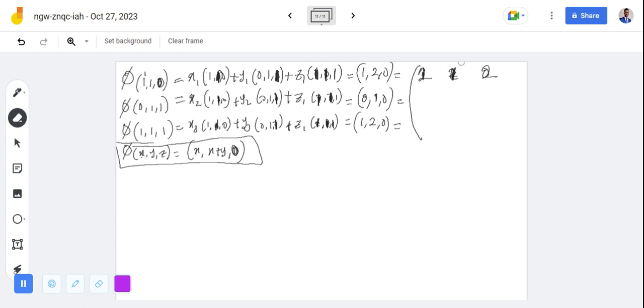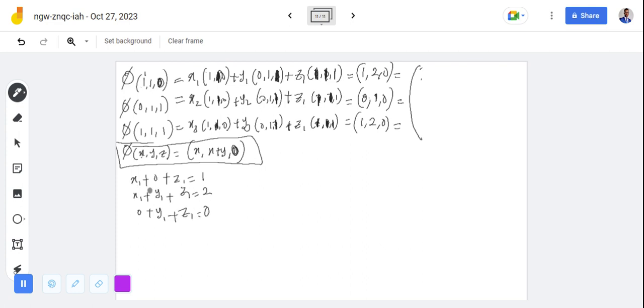Let me write that again. I'll just solve one and then you can try the others. This one is 1 times x1, that's x1, plus y1 times 0, that's 0, plus z1 times 1, that's z1, equals the first result here. Then x1 times 1, x1, plus y1 times 1, y1, plus z1 times 1, z1 equals 2. The last part: x1 times 0, y1 times 1, and z1 times 1 equals 0. So you solve for x1, y1, z1.